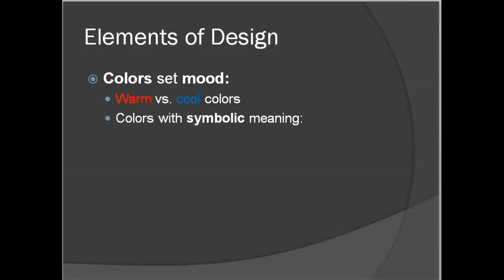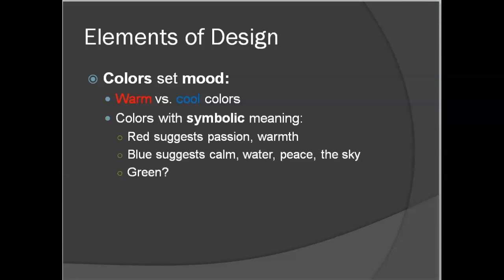And similarly, there are certain colors that have symbolic meaning. For instance, red suggests passion, warmth, right? There's a reason that stoplights are red to get our attention. Blue suggests calm, water, peace, the sky, all of those elements, so that can create a very soothing sense. What about green? Take a second and think about what green might symbolize.